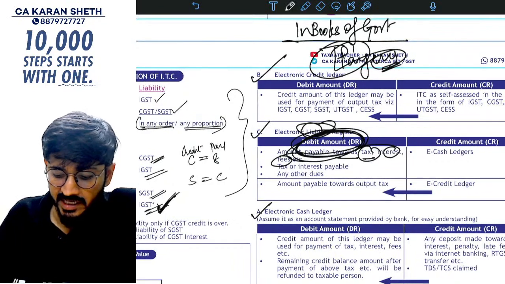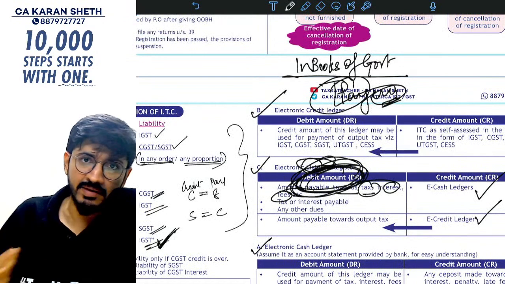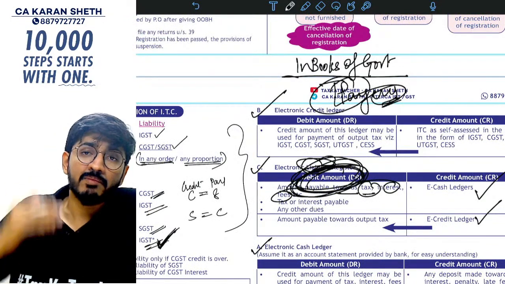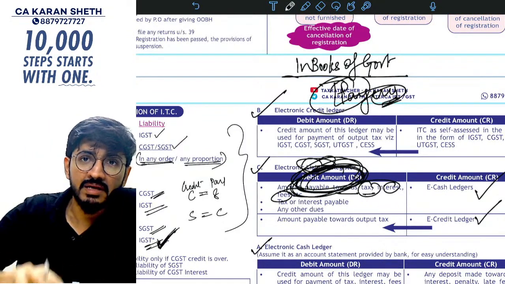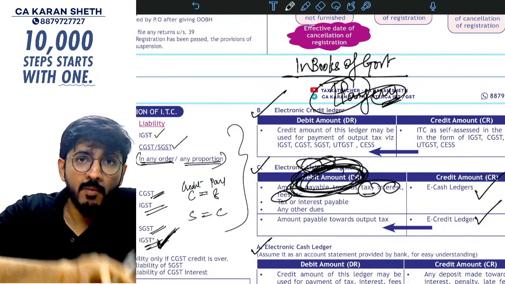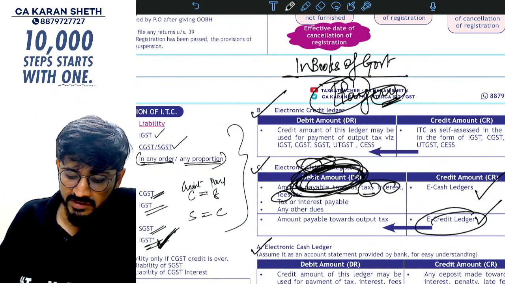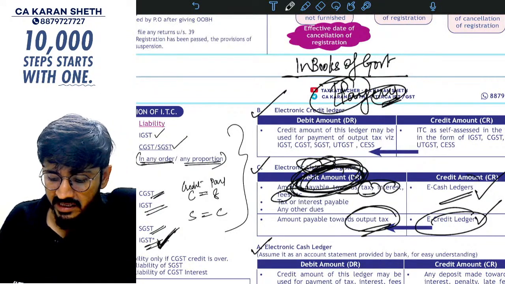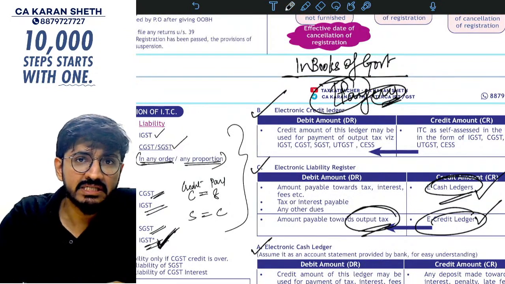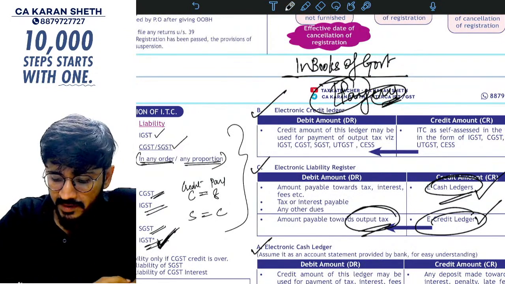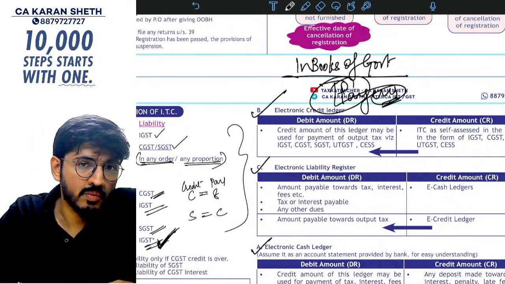Obviously, the debit balance of this will be reduced with either the e-credit ledger or the e-cash ledger. Very simple, because both these amounts the government owes the taxpayer: the money in the e-cash ledger and the money in the form of ITC in the e-credit ledger. The e-credit ledger can obviously be used to knock off only output tax, and the e-cash ledger can be used to pay off anything and everything. Is that very clear, my dear friends? Yes. Keep this as a constant, and I hope you really understand what has happened.